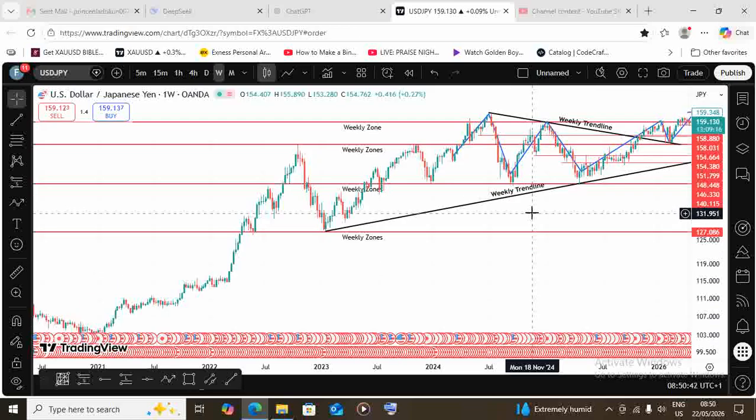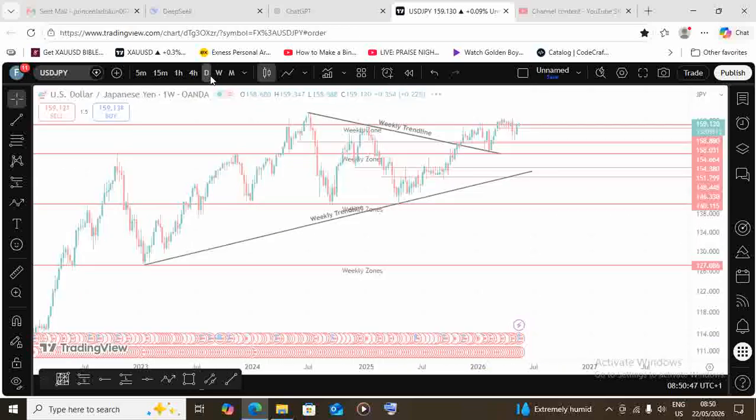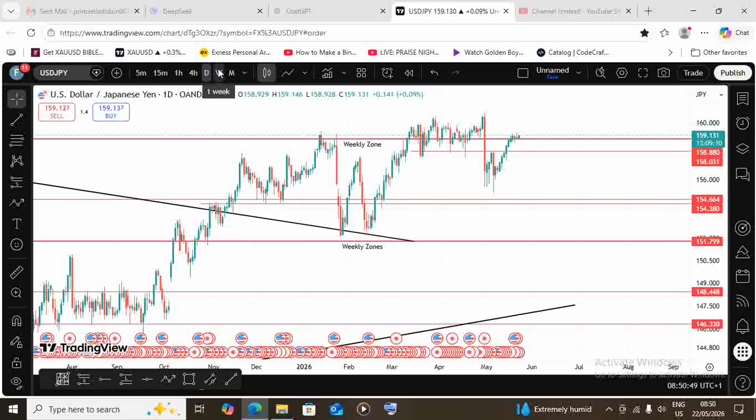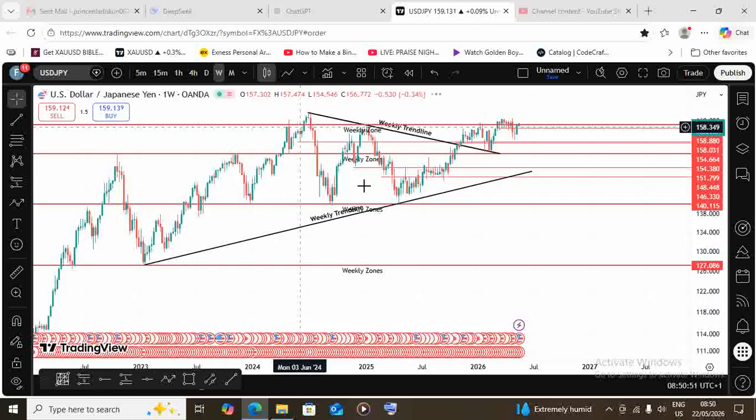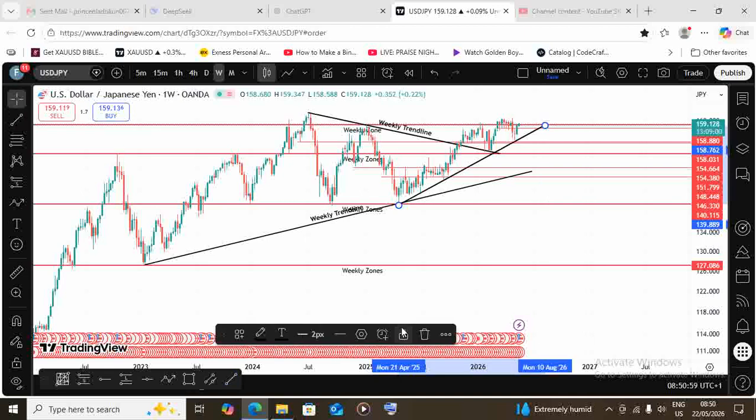So I've drawn my trend lines on a weekly time frame. Let's go down to the daily time frame and see what we have. Okay, sorry. Before we do that, I think we have something here in regards to trend lines. So we have another weekly trend line here. We have another weekly trend line right there.